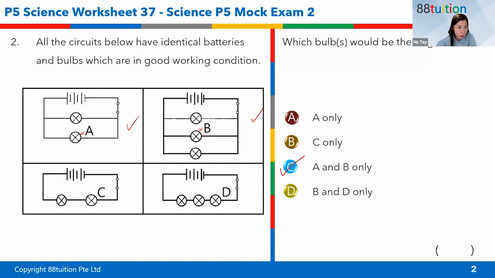So you can do this and you are able to see that for both bulb A and bulb B, even though they are in different setups, they are both in a parallel arrangement. So all of them will have the same brightness. Even if I were to add on one more light bulb, they will still light up to be of the same brightness. Clear? Okay, so the answer is A and B. Let me erase this. All right, go and test it out using PhET.